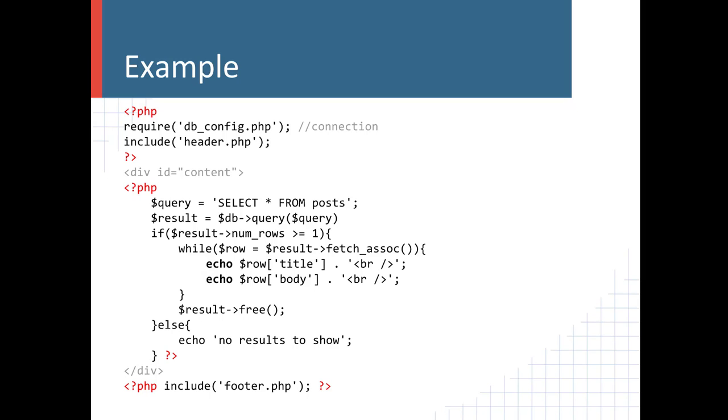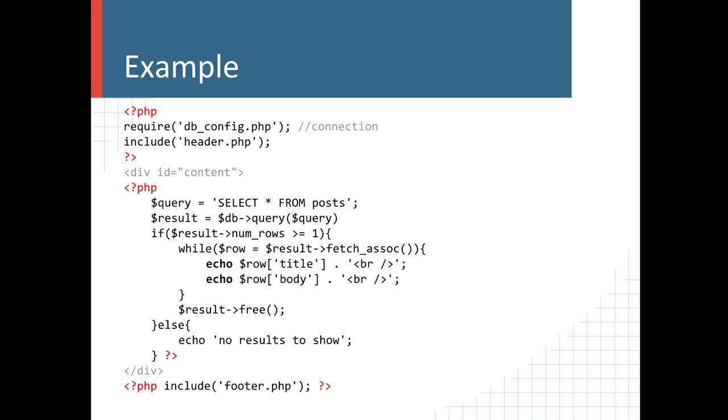Our DB config PHP page has our database connection, and if we require that, or even better yet, require once that, it will automatically be included on this page. The include for our header would probably just be the start of the HTML and the start of our page, and then the query inside basically says get all of the data from posts. So this is going to select every field and every row, every column, and every row of data. If there is more than title or body, that may not be the most efficient select statement, but it is an easy one to write.